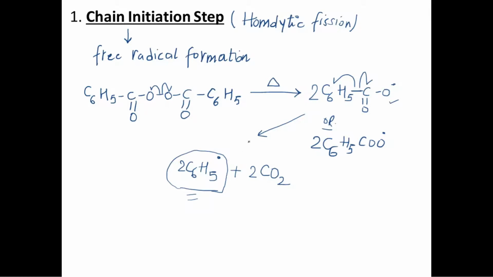Now we move on to the chain propagation step, because in the first step the free radical has been formed. We had C6H5, this free radical, we had.